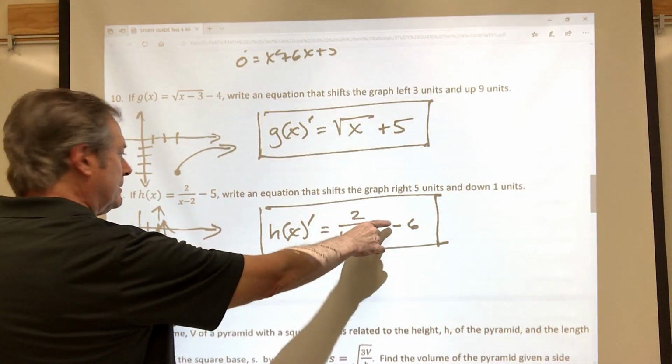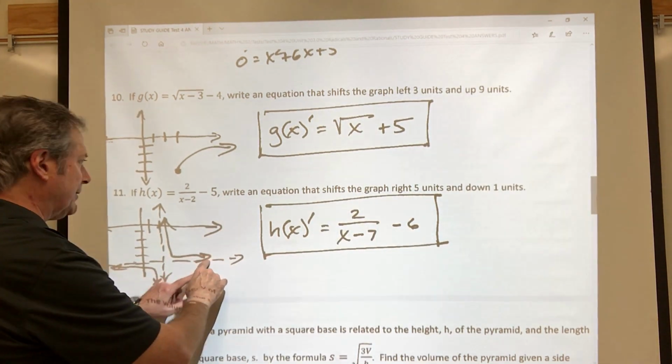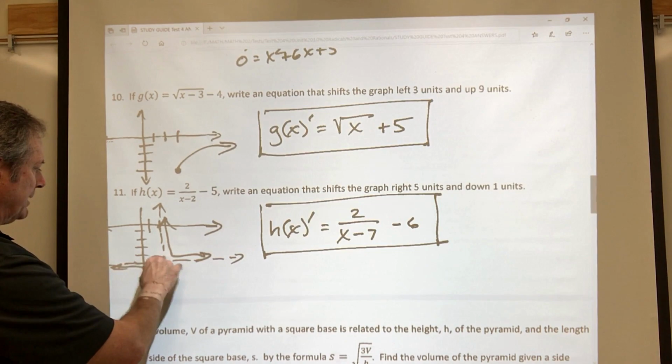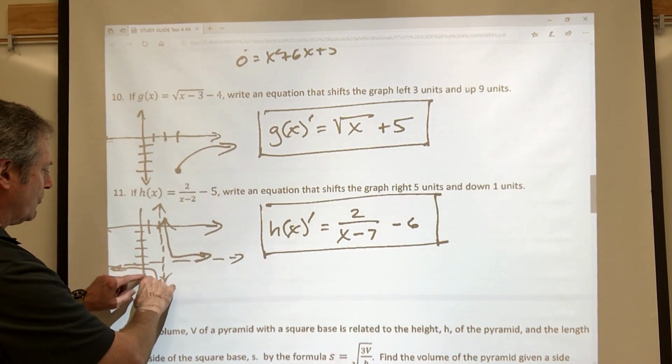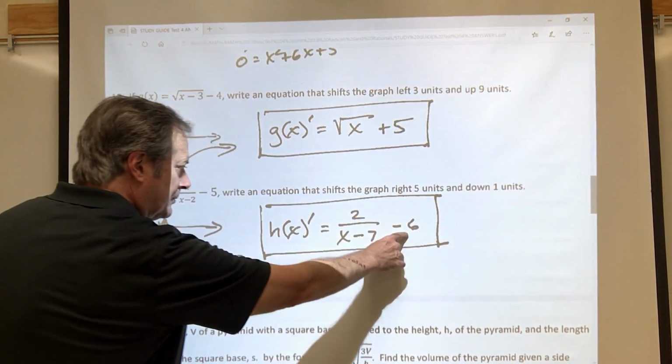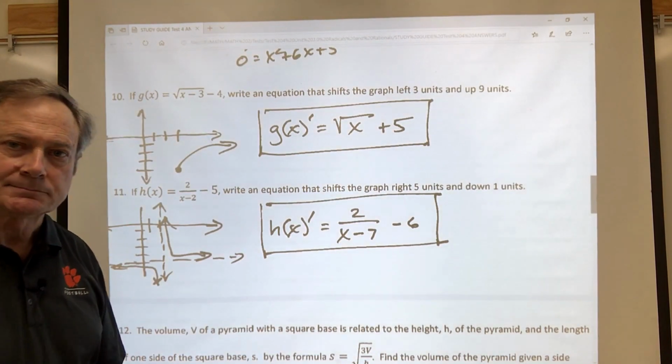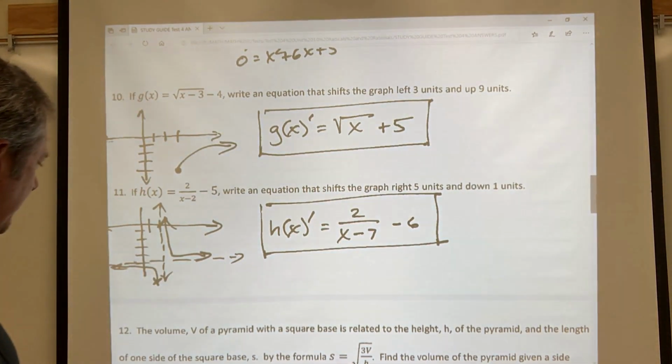And then, let's see, let me not get ahead of myself. If I'm down here at -5 and I want to drop down one more, where am I? Well, we're at -6. And that was number 11.